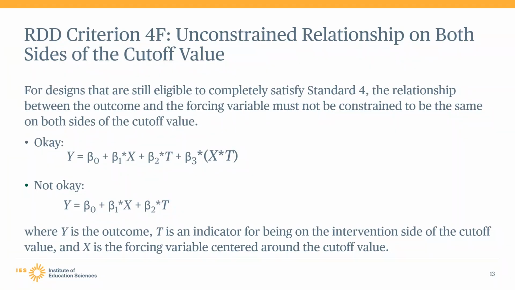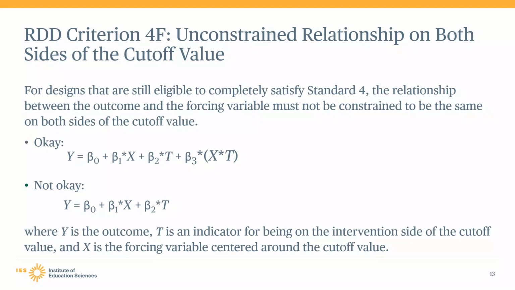Criterion F of the RDD standard 4, which we will call RDD standard 4F, requires that the relationship between the outcome and forcing variable must not be constrained to be the same on both sides of the cutoff. In other words, the model specification used for the impact analysis must allow the outcome-forcing variable relationship to vary on either side of the cutoff. RDD studies that already have failed any of the eligibility criteria required to completely satisfy Standard 4 do not need to meet criterion 4F.